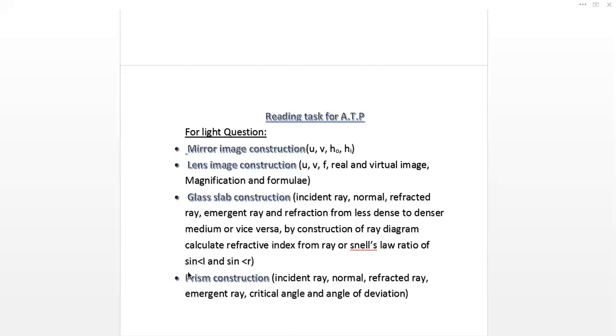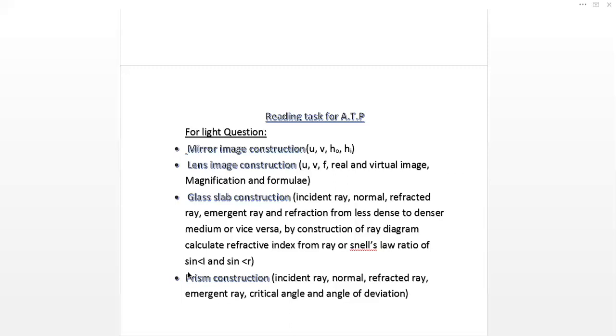When light travels from a less dense medium to a denser medium, for example air to glass, it will deviate or bend. So bending of light is called refraction. The incident ray will bend towards the normal. This is called the refracted ray. So you will draw the refracted ray inside the prism, and when light moves from the prism to air, this is called the emergent ray.